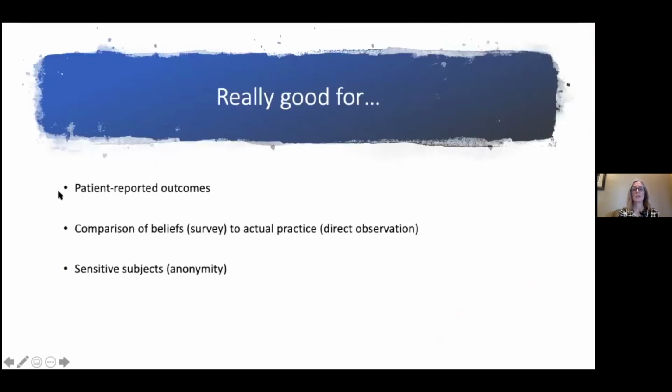So surveys are really good, as we talked about, for patient-reported outcomes, assessing opinions or beliefs, and actually comparing beliefs to actual practice. From time to time, I get a survey that asks what the percentage of penetrating trauma is in our institution. Well, that's actually unknown. And I usually answer somewhere around 10%, and I'm accurate within about 5 to 8%. But that's actually known information.